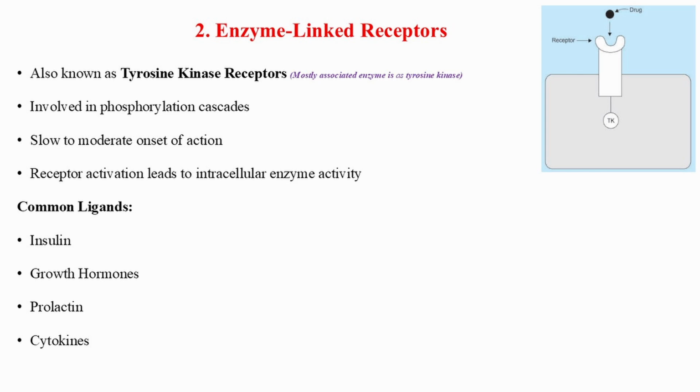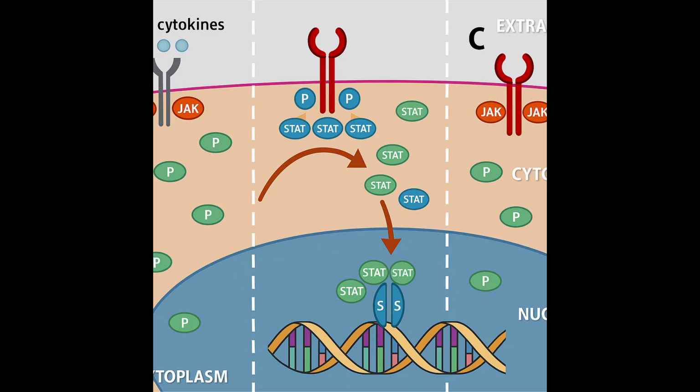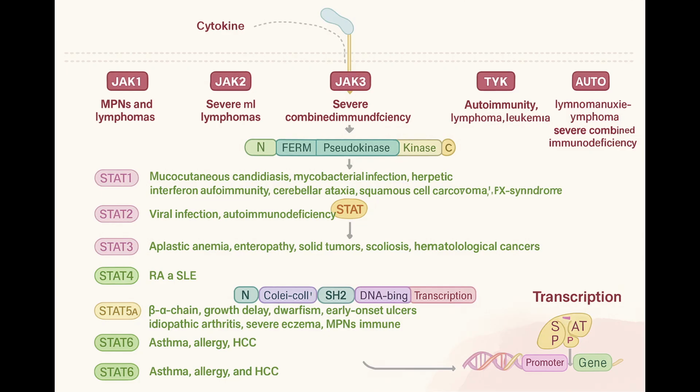When these tyrosine kinase receptors are activated, they start phosphorylation cascades, which means adding phosphate groups like adding power switches inside the cell. They have a slow to moderate onset, not instant but powerful and lasting. Receptor activation triggers enzyme action inside the cell, changing how the cell grows, divides, and survives. Think of tyrosine kinase receptors as slow-starting engines that power up massive cellular factories inside your cell.